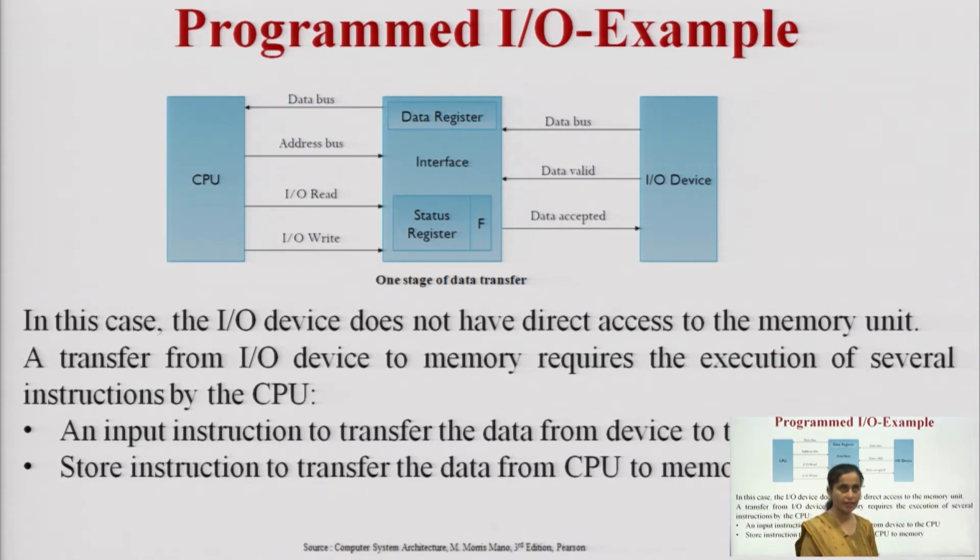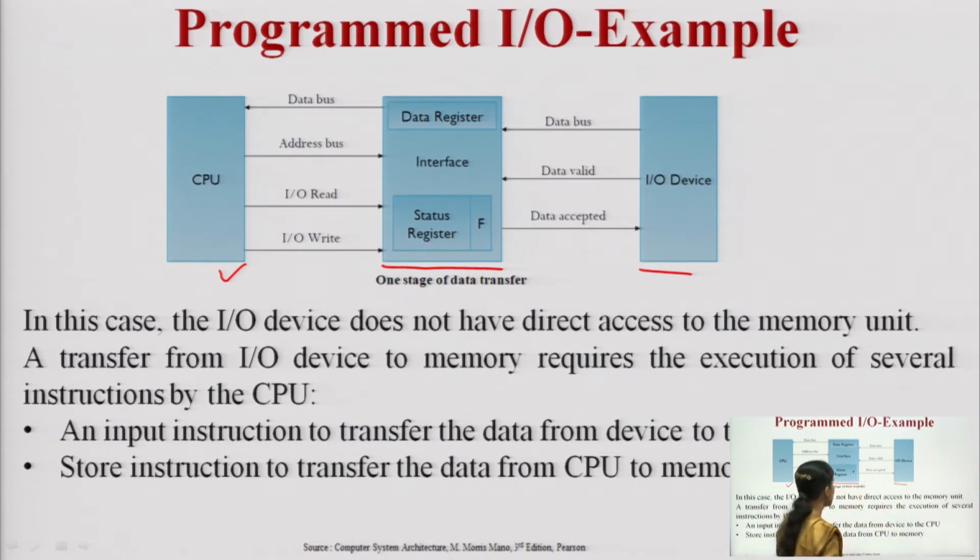Let us take an example of programmed IO. Here this is my processor, this is our interface, and these are the IO devices. As we discussed in the previous lecture, all the input output devices communicate with the CPU through an interface, because the CPU is an electronic device and these IO devices are either electromechanical or mechanical devices depending upon their function.